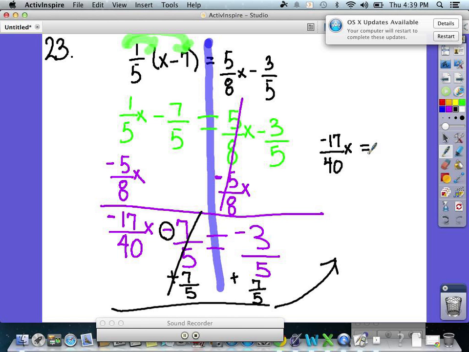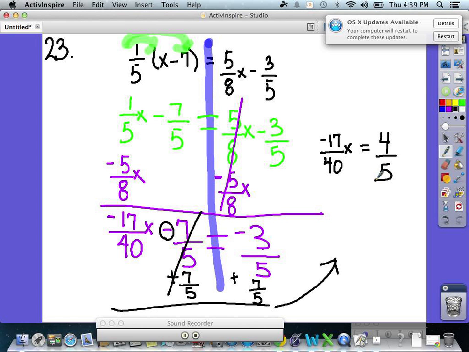-3/5 plus 7/5 will give us +4/5. So I think I said something else a while ago, but those are like denominators. Our largest number is 7/5. 7 minus 3 will give us 4, so it's 4/5.